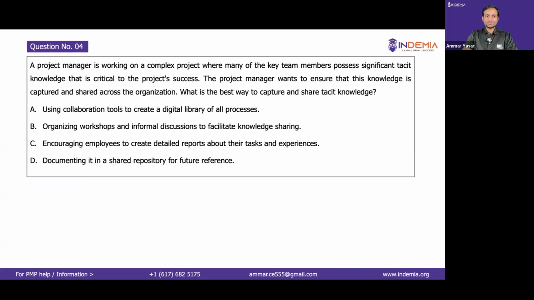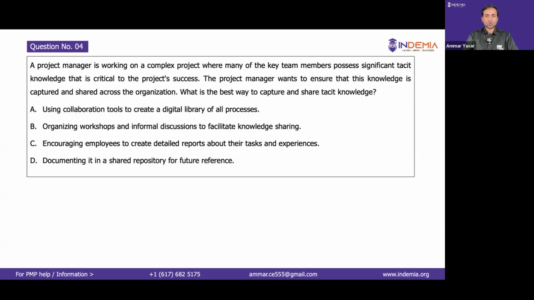Next question. A project manager is working on a complex project where many of the key team members possess significant tacit knowledge that is critical to the project success. The project manager wants to ensure that this knowledge is captured and shared across the organization. What's the best way to capture and share tacit knowledge? So the question is about tacit knowledge.